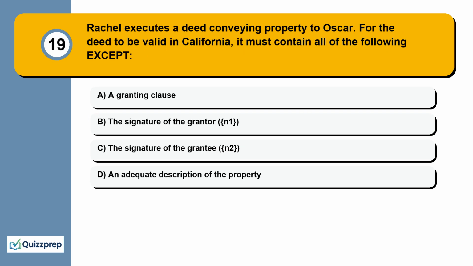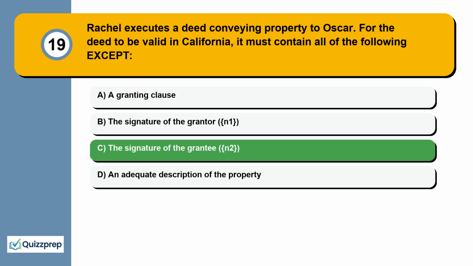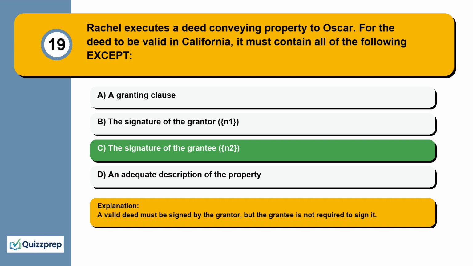Question 19. Rachel executes a deed conveying property to Oscar. For the deed to be valid in California, it must contain all of the following except a granting clause, the signature of the grantor, the signature of the grantee, an adequate description of the property. A valid deed must be signed by the grantor, but the grantee is not required to sign it.